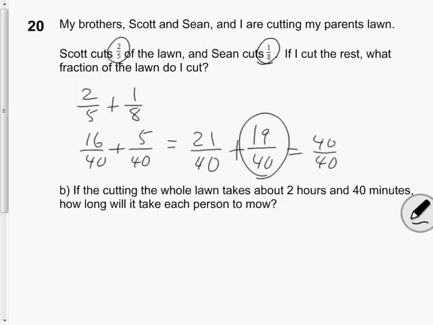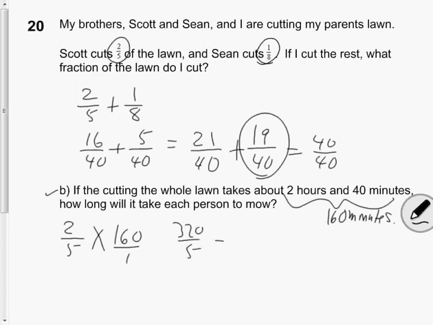So the first thing in B says, if it takes 2 hours and 40 minutes, how long will it take each person to mow? So 2 hours and 40 minutes is really 160 minutes. Okay? So if I take 160 minutes, Scott's time was 2/5 of that 160 minutes. Treat it like a fraction. We would have 320 over 5, which is 64. So 64 minutes is 1 hour and 4 minutes, which is what Scott did. And I just used fraction sense to get that.